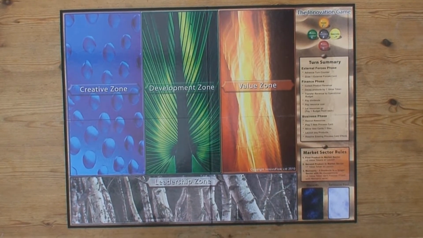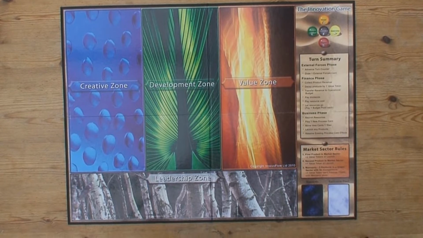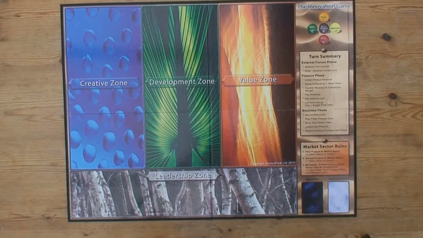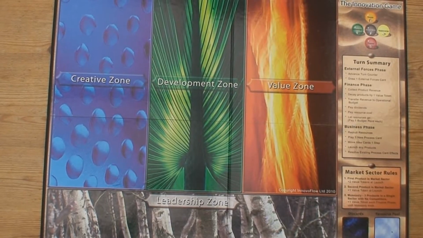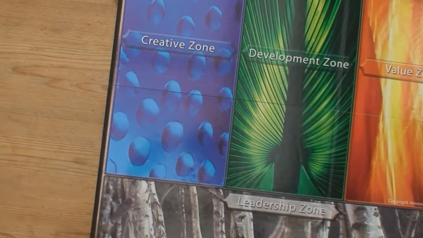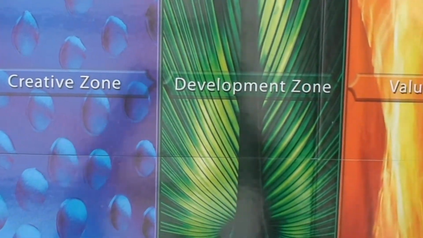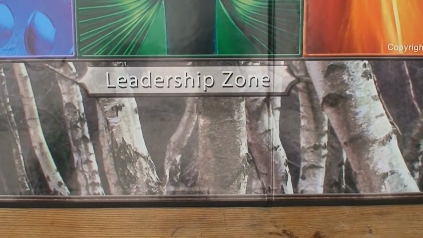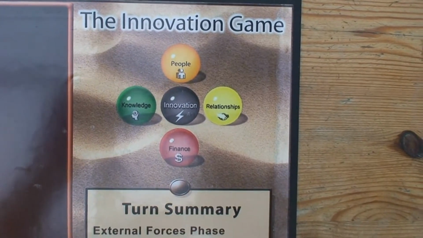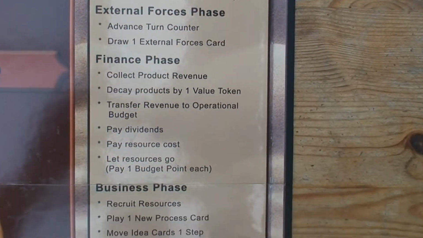Each player has their own board, which represents their company or business environment. Most of the game activity will take place on this board, although at times you might make use of somebody else's board. There are 4 game zones into which processes and ideas are placed. These represent the innovation phases of creativity, development, value realization, and leadership. Down the right-hand side of the board, there are some reminders of the turn phases and some other key rules.